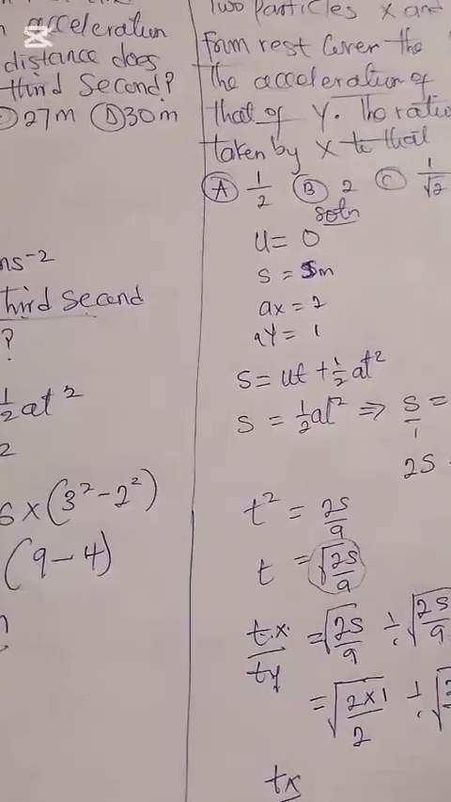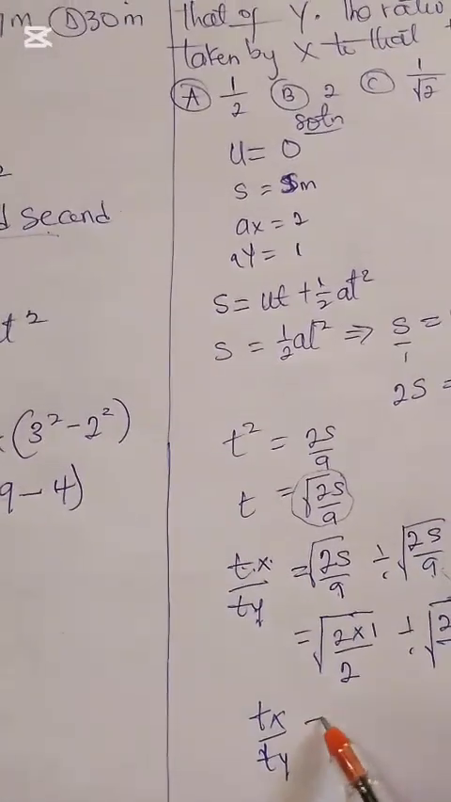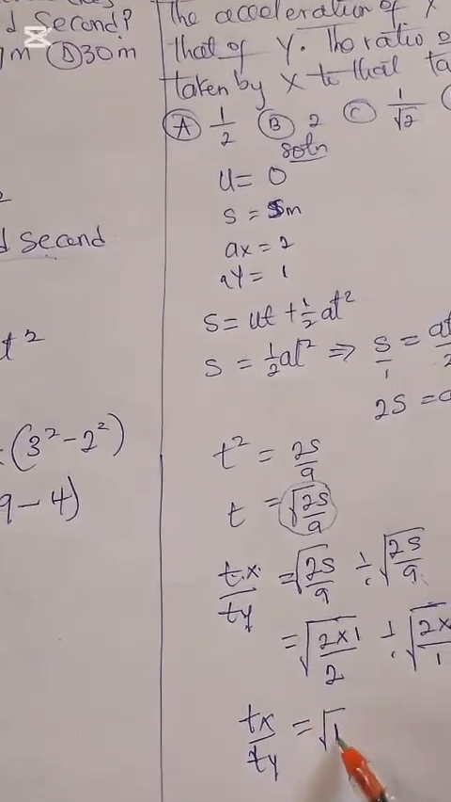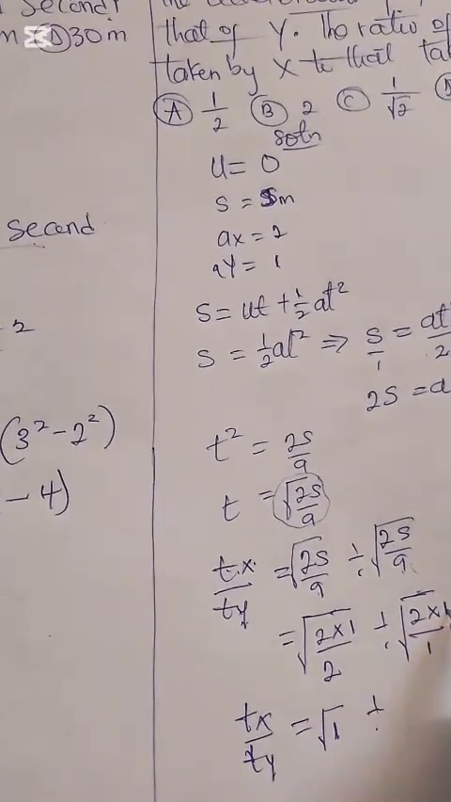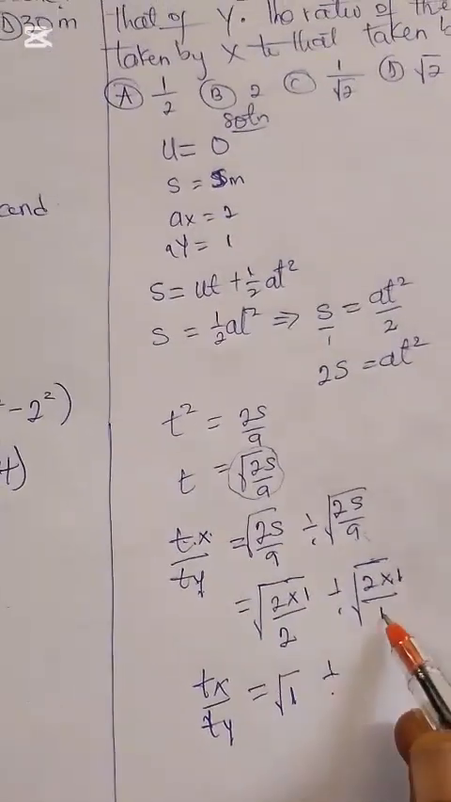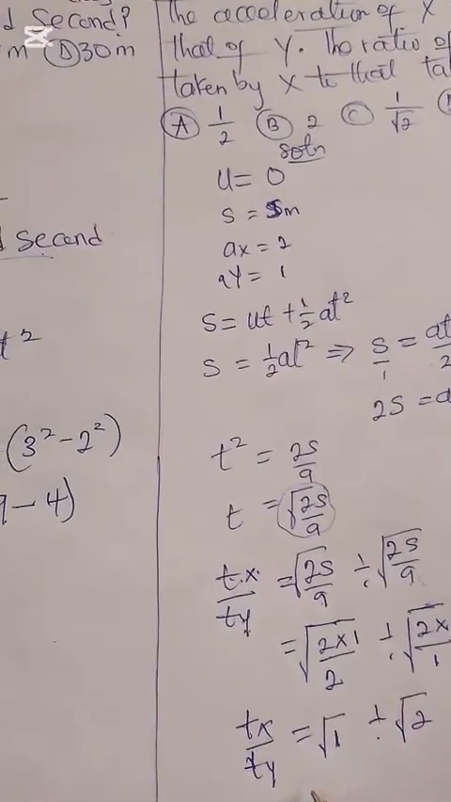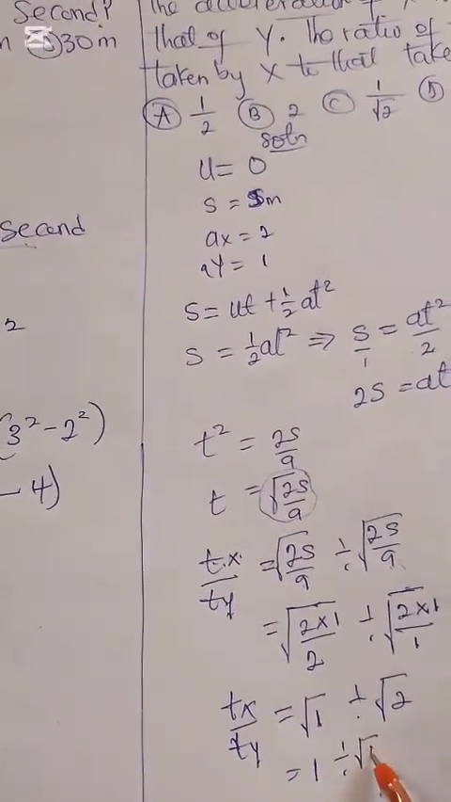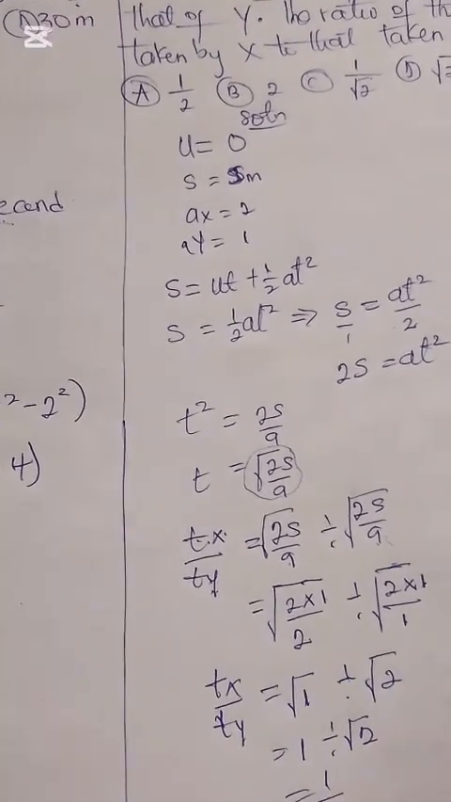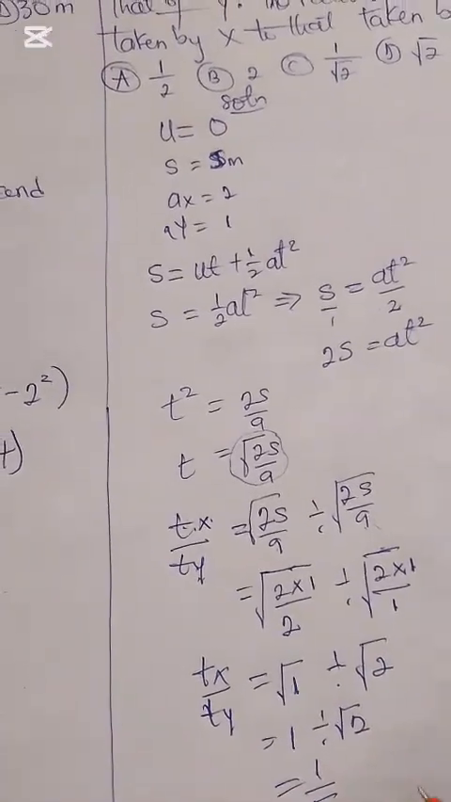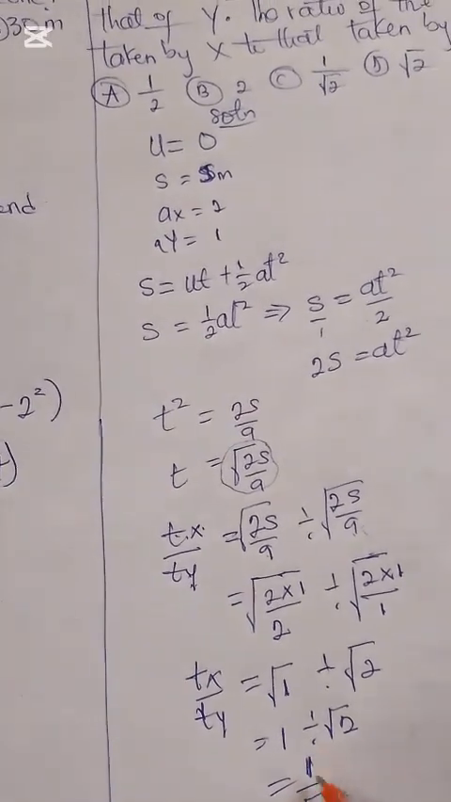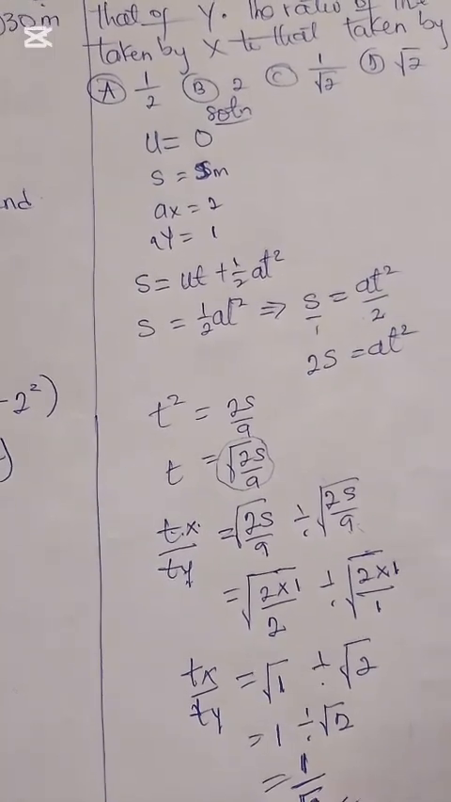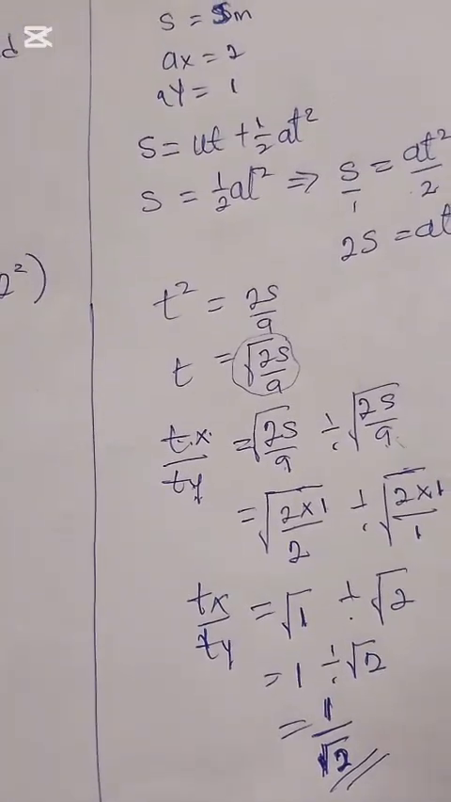So tx over ty will be equal to the square root of 2 times 1, which gives us 2, divided by 2, which gives us the square root of 1, divided by the square root of 2 times 1, which gives us 2, divided by 1, which gives us the square root of 2. The square root of 1 is 1, and the square root of 2 is the square root of 2. So you have 1 over root 2 as your answer. The ratio of the time taken by x to that of y is 1 to root 2. That is the answer to the question.